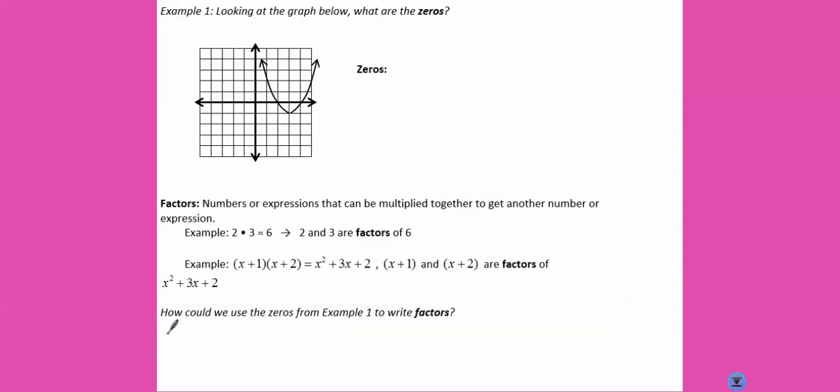So first, looking at the graph below, what are the zeros? Remember, zeros are the same as x-intercepts. So the zeros would be (2, 0) and (4, 0).